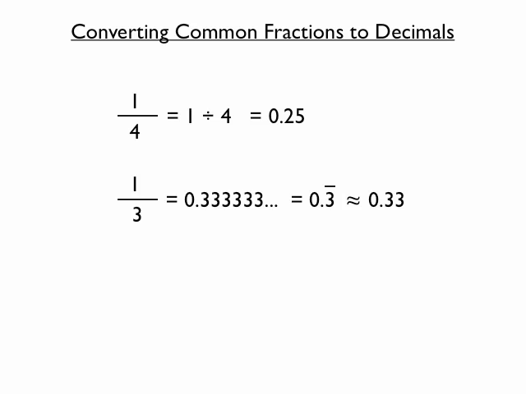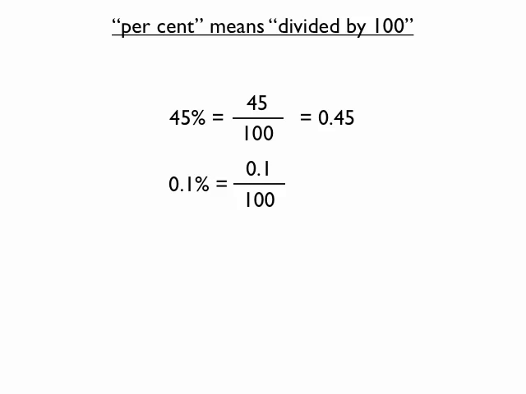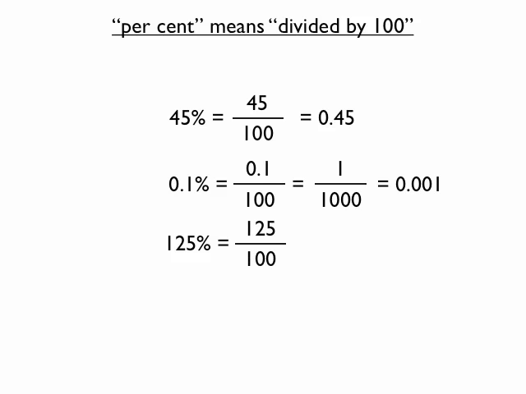Let's turn to percentages. Remember that percent means divided by 100. You can think of the cent as 100 cents to a dollar. For example, 45% means 45 divided by 100, or 0.45. 0.1% means 0.1 divided by 100, which is 1/1000th, or 0.001. And 125% means 125 divided by 100, or 1.25.